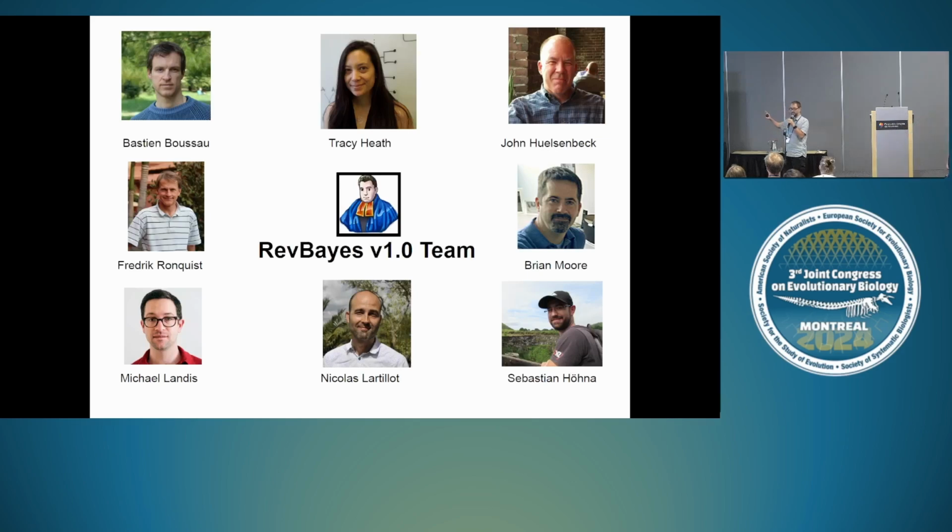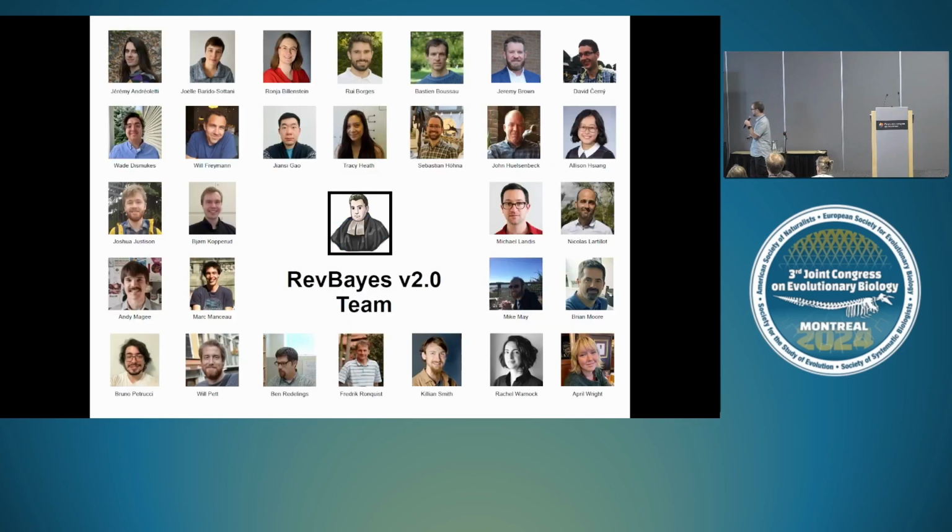At the beginning, this was the RevBayes team that we started out with. These 8 people contributed in different ways and really made RevBayes 1.1 happen. Since then, this is the new set of developers. There are a lot of people, probably more than I put on this slide, who have contributed to RevBayes. Because of all these new features and new collaborators, we thought that now, almost 10 years later, it's about time to release a new version, RevBayes 2.0.